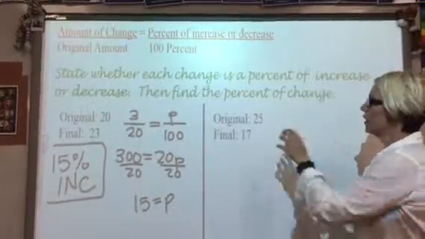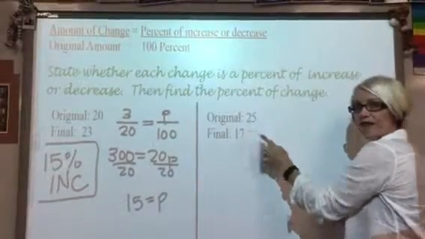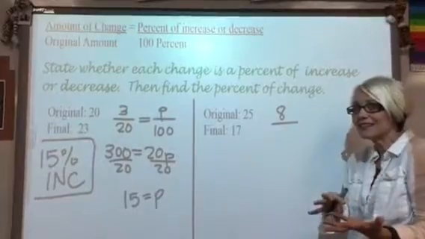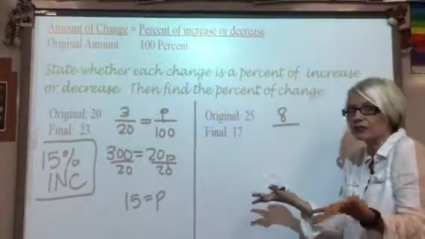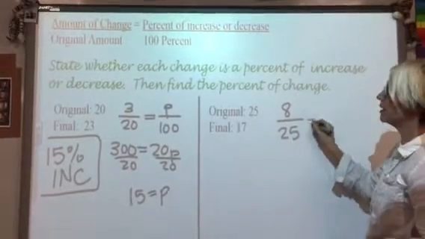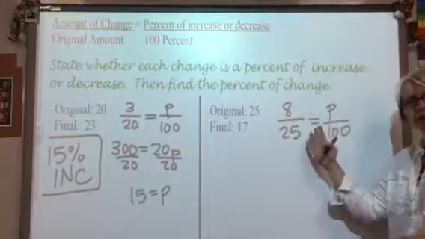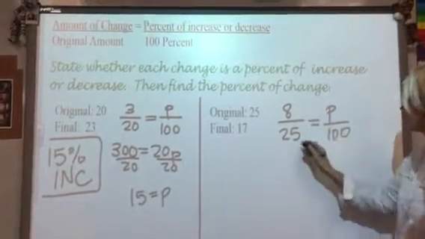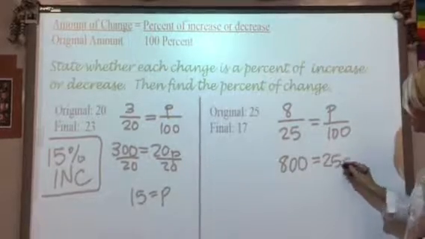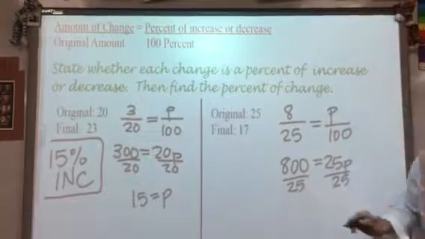Let's try another. How much is the change here? Well, if you look, this is a change of 8. It doesn't matter if it's a plus or a minus change, it's just how much has it changed. That's all you care about. Original amount, 25, is equal to p over 100. We can use our balancing again with cross multiplying. 800 is equal to 25p, divide by 25, divide by 25. Just check my work here.